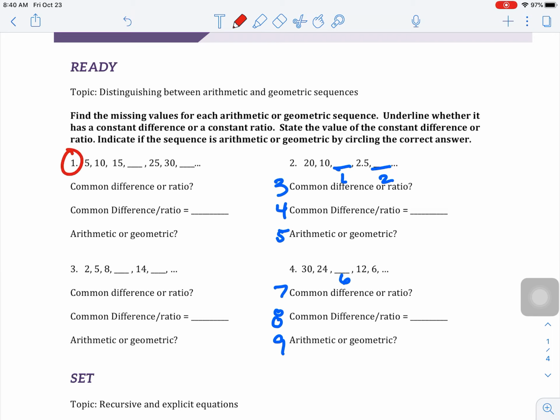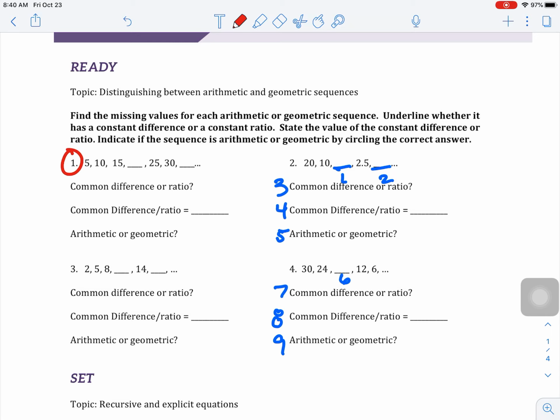The directions say find the missing values for each arithmetic or geometric sequence. Underline whether it has a constant difference or constant ratio. State the value of the constant difference or ratio, and then indicate if it's arithmetic or geometric by circling the correct answer. So we're looking at this first sequence, and it goes 5, 10, 15, blank, 25, 30, blank.